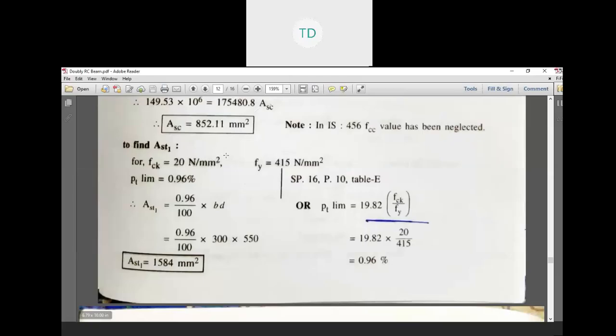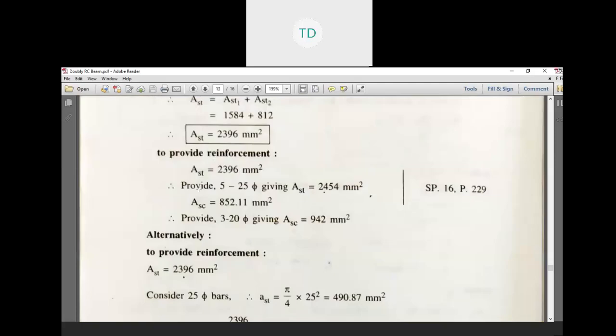To provide reinforcement, AST is equal to 2396, but we need to provide some more reinforcement than the given AST. This is called AST required, and this is the AST provided. Okay, so to provide 5 numbers of 25 diameter bars, AST provided is equal to 2454.